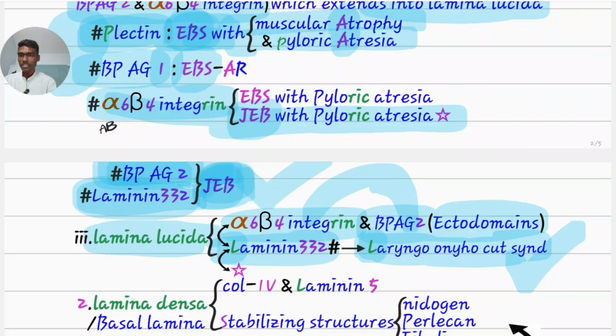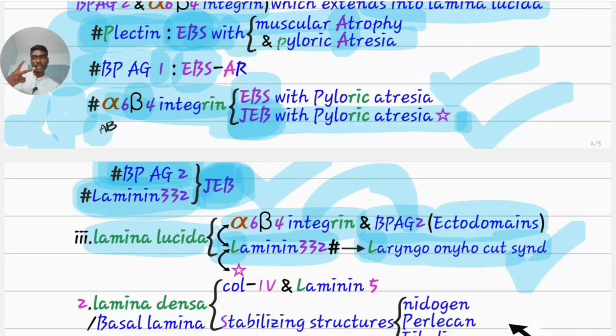Alpha 6 beta 4 has two parts. One is A for alpha, A for first alphabet. So first defect, epidermolysis bullosa simplex. Next, B for beta, second alphabet. Second defect, junctional epidermolysis bullosa. Like this, remember alpha 6 beta 4 causes both epidermolysis bullosa simplex, S for simplex, S for superficial, first superficial most structures.